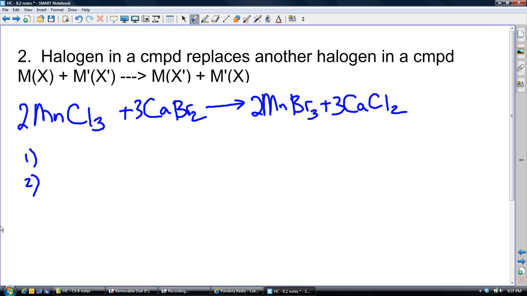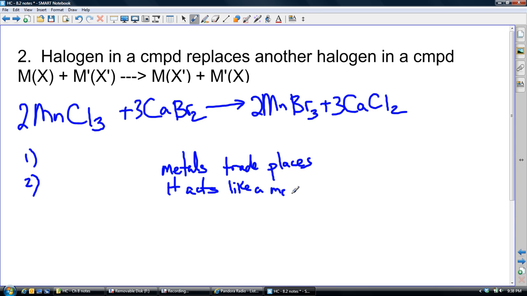Alright, so we've gone through the next 6 examples, the next 2 big categories which had subgroups. The single and double replacement or displacement, where the phrase metals trade places, hydrogen acts like a metal, and halogens trade places. So those are our 3 phrases that you've got to think about now. Metals trade places, hydrogen acts like a metal, and then the third phrase, halogens trade places.